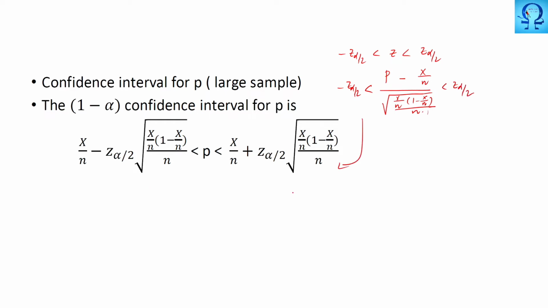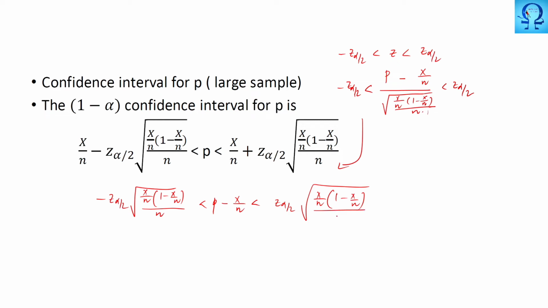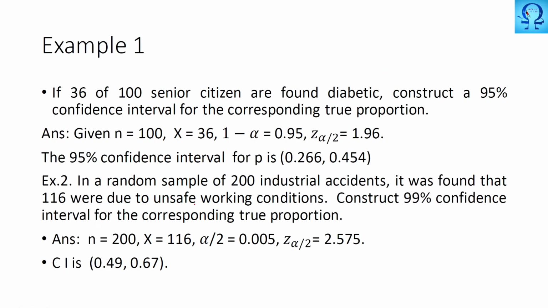So from here I am writing. Minus z alpha upon 2 multiplied with under root x upon n times 1 minus x upon n divided by n, less than p minus x upon n, less than z alpha upon 2 times under root x upon n times 1 minus x upon n divided by n. And if you just add x upon n to the entire equation, you will get back to this. So this is how we calculate the confidence interval. And hopefully you can do these problems.